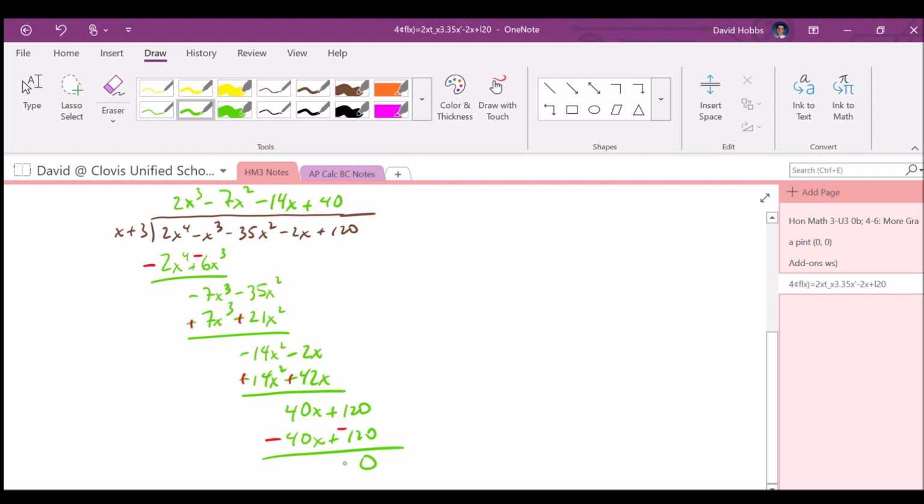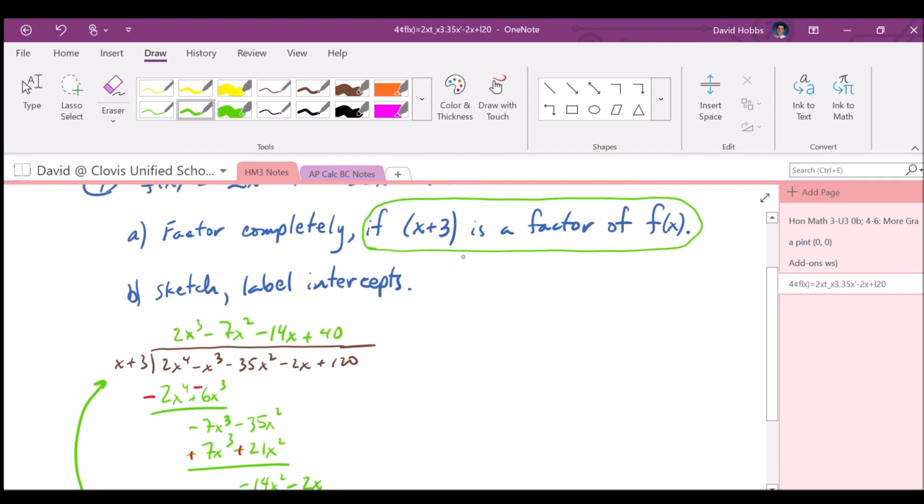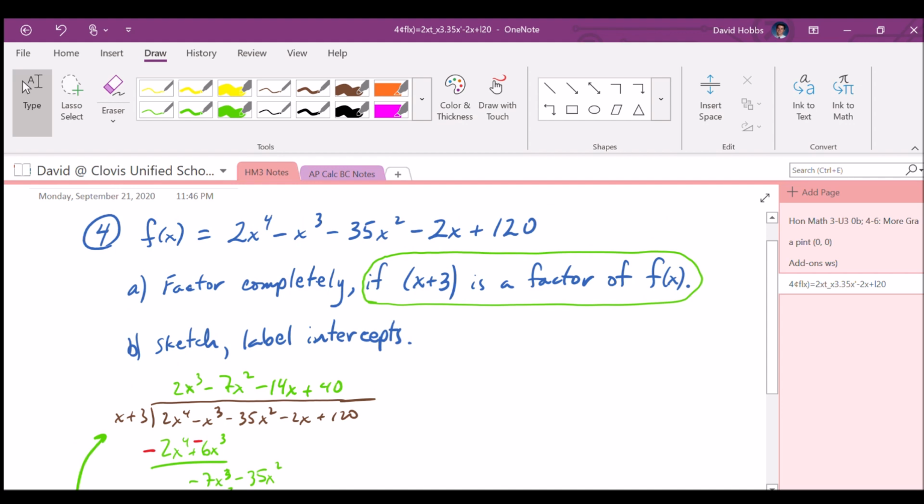Okay, therefore x plus 3 is a factor of f of x. Now, we already knew that because they told us if x plus 3 is a factor of f of x. So all we have so far right now is we just showed that it's true. Now, this is the part where I know you guys are saying, how in the world does this help us? Okay, we've started the factoring process.